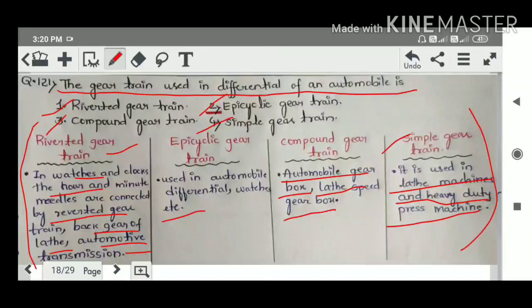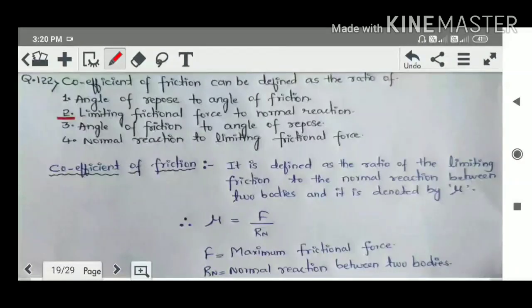Okay, so the correct option for this question is option number 2. The differential of an automobile uses an epicyclic gear train. So the correct option for this question is epicyclic gear train. Option number 2 is the correct answer. Okay, let's move on to question number 122.